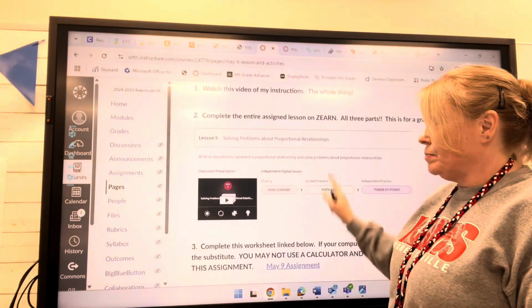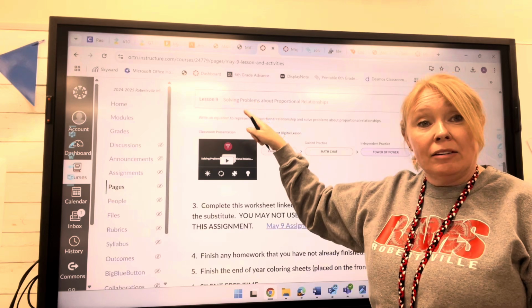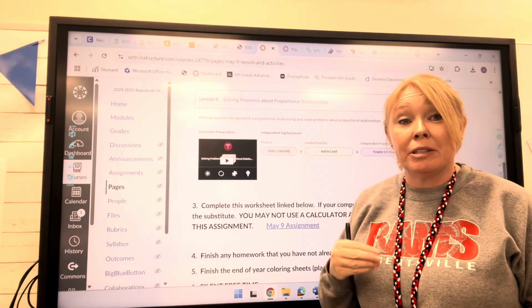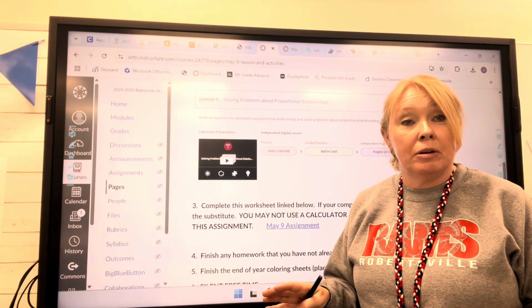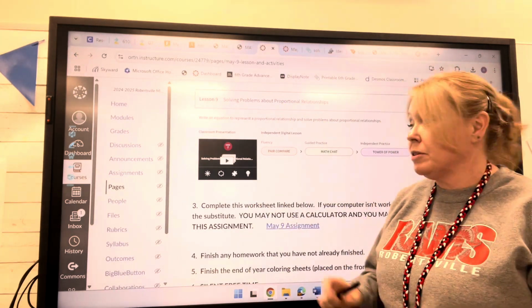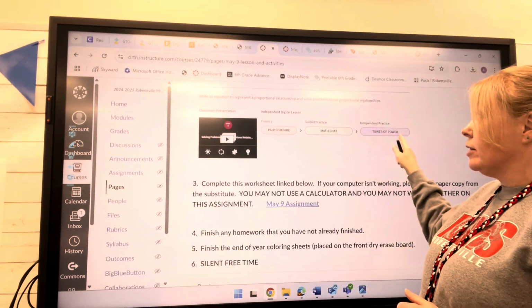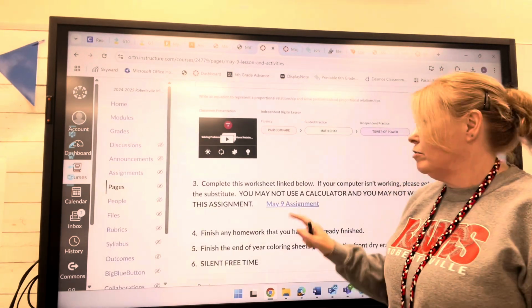So first off, you are going to do a Zearn. It's lesson 9 on Zearn. And remember, this is a 7th grade unit, so it's going to say 7th grade, but you go ahead and do it. It's lesson 9, solving problems about proportional relationships. You're going to do all 3 parts here: the pair and compare, the math chat, and the tower of power.